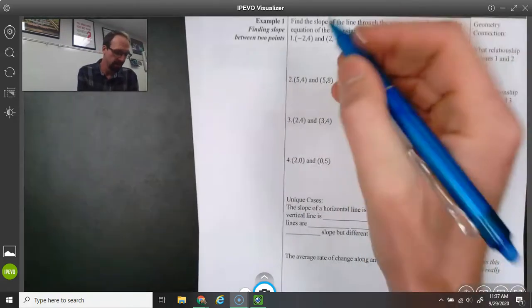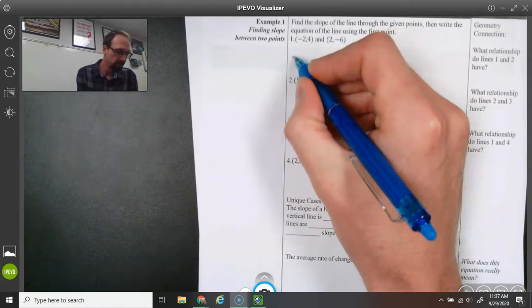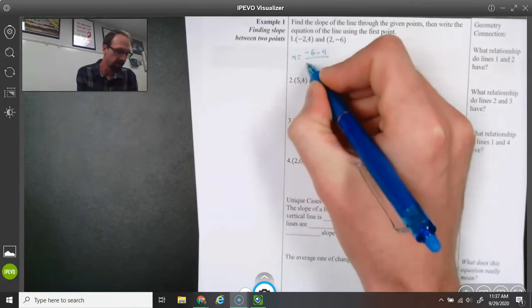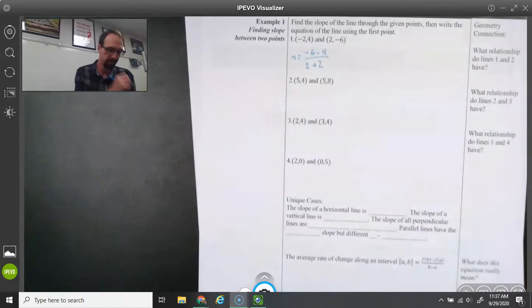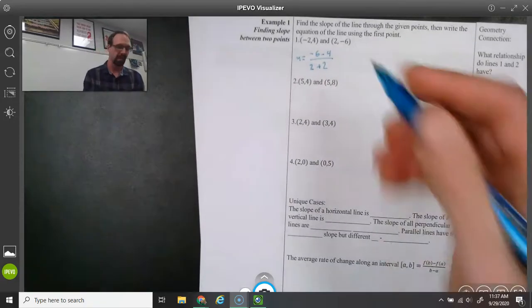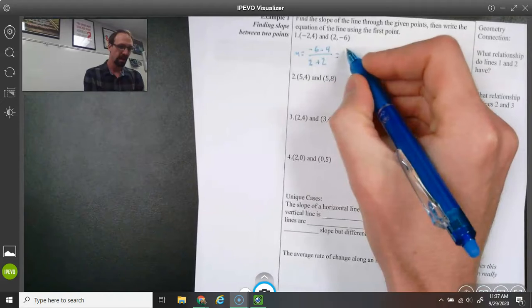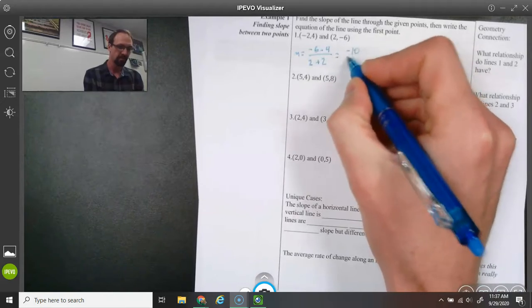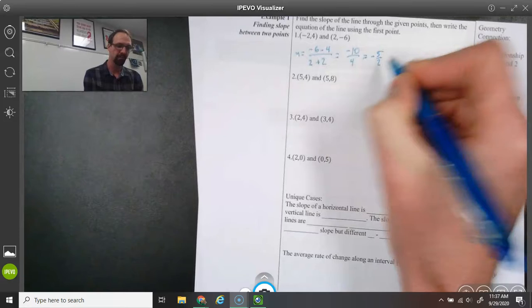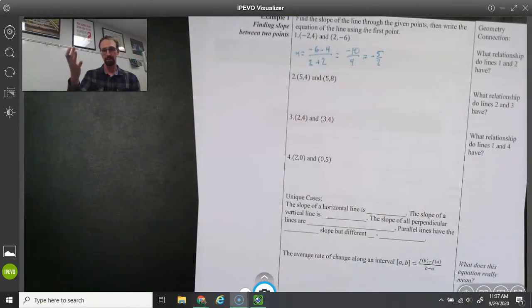So m equals negative 6 minus 4 over 2 minus negative 2. 2 minus negative 2 is really 2 plus 2. You saw that I just jumped to that next step and just put 2 plus instead. Negative 6 minus 4 is negative 10, and then I have 4, and then this reduces to negative 5 halves. Always reduce as much as possible.